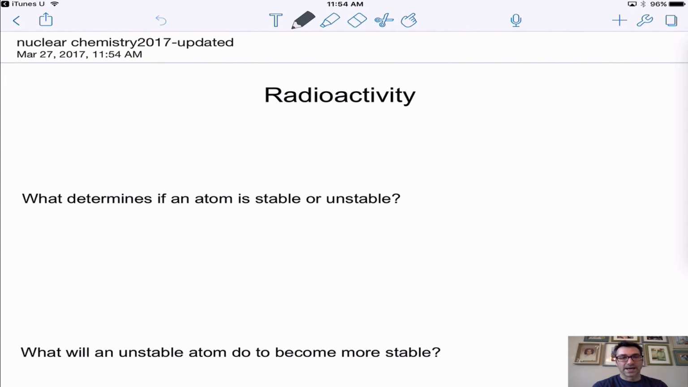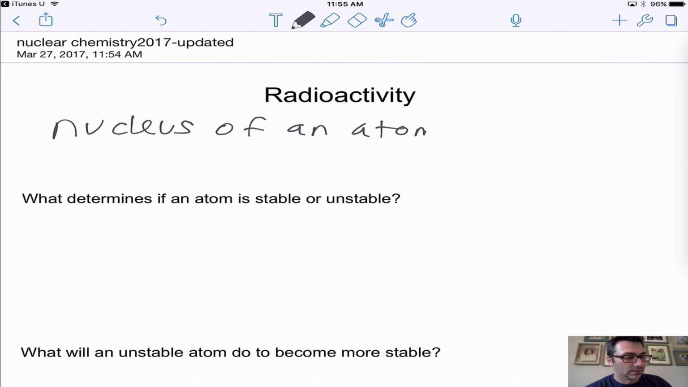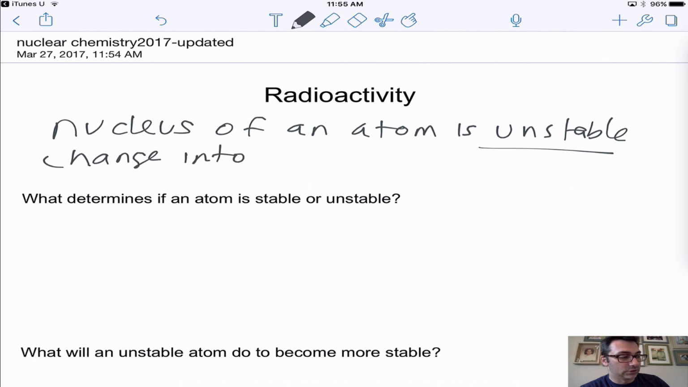So radioactivity, basically what it means is that the nucleus of an atom is unstable. And if a nucleus of an atom is unstable, what it generally will try and do is it will try and change into a more stable form.